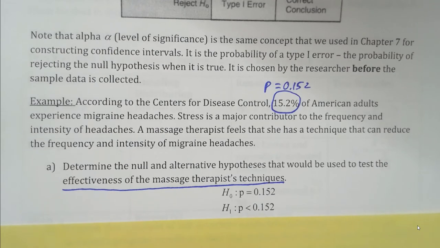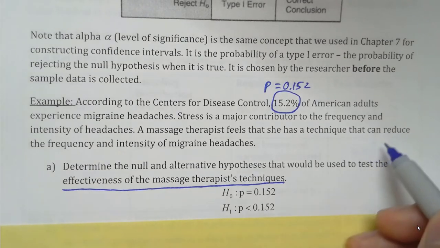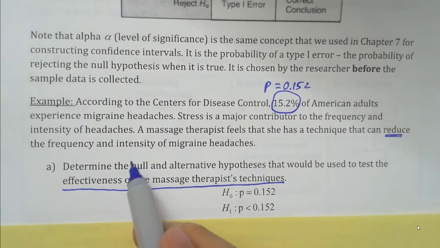And now we are doing testing to see if the massage therapist techniques is really good or not. If the massage therapist techniques is great, then it can reduce the frequency and the intensity of the migraine headaches. And therefore the proportion should be less than what it was given before. So that becomes the alternative hypothesis, H1.